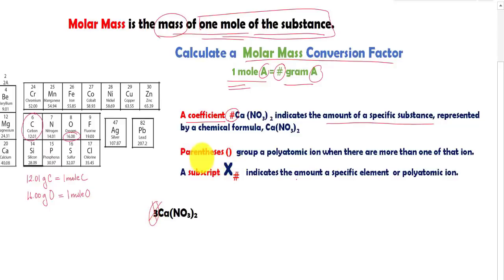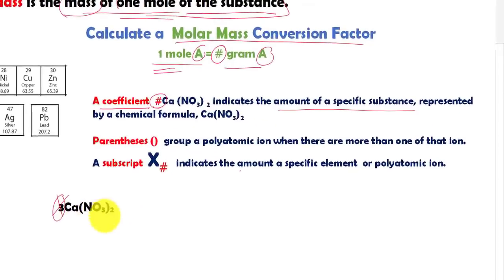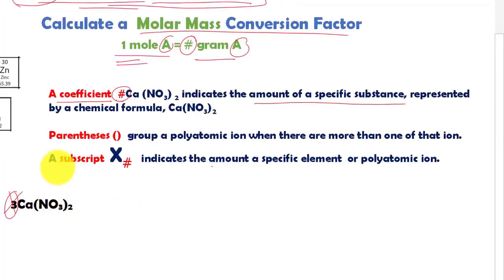But then we have the parentheses. In this case, we have that parenthesis, that group NO3. And then we have the subscript. That subscript 2, 3, and so on indicates the specific amount of an element or a polyatomic ion. For instance, if we look at the 3, that tells you there are 3 of O. But what about the Ca and the N? They don't have any subscript, so we know it's just going to be a 1. But what about this 2 right here? That 2 represents there are 2 of NO3.